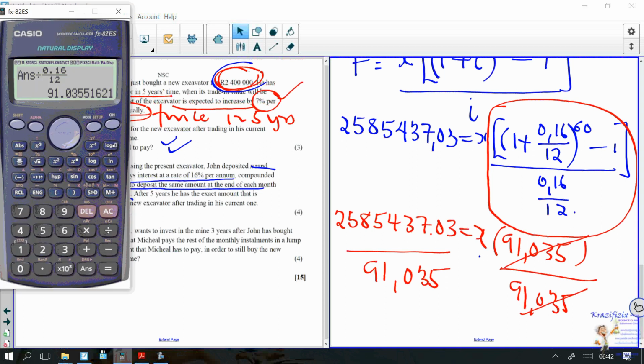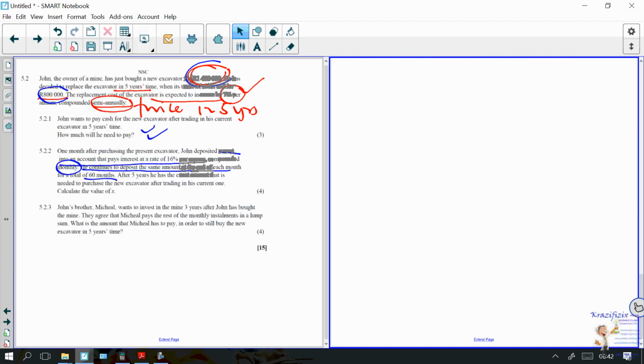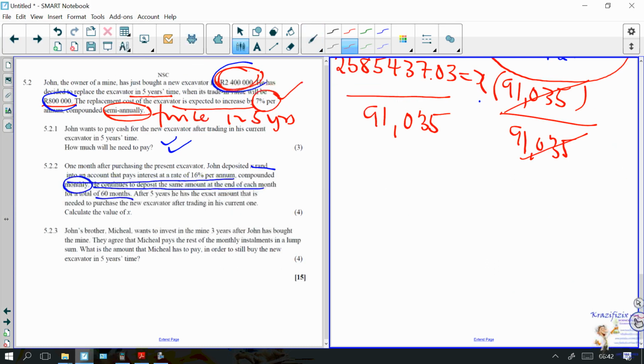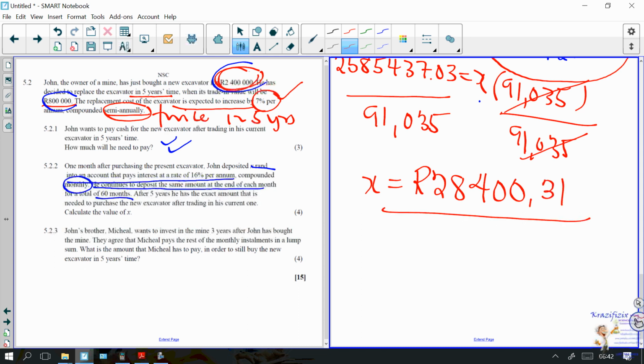I'm going to say 2,585,437 rand 3 cents, divided by my answer. What's my answer? 28,400 rand 31 cents. That is what John needs to save every month. X is what? 28,431. That's what John saves every single month. All right, that's how. So remember, your sinking fund is a future value.